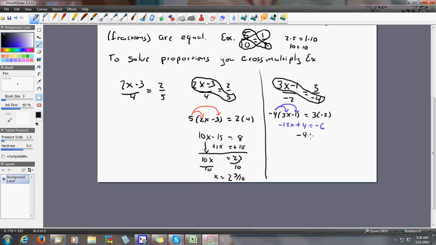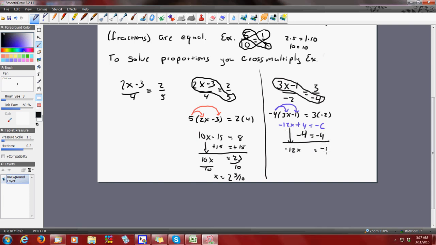I'm going to subtract 4 from both sides. And I bring down my negative 12x equals negative 10. I have to divide by negative 12 because negative 12 divided by negative 12 is 1. So negative 12x divided by negative 12 is 1x equals, I have a negative and a negative, which is positive, 10/12. But that simplifies to 5/6.